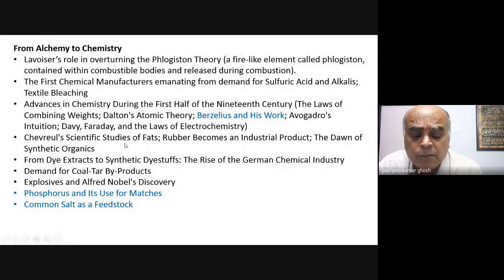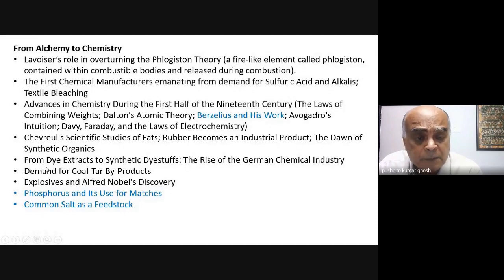Very profound. People knew that fat you can treat with plant ash and you'll generate things like surfactants, etc. But nobody really knew what exactly was fat, what exactly was rubber, and it was this understanding that led to the dawn of synthetic organics.